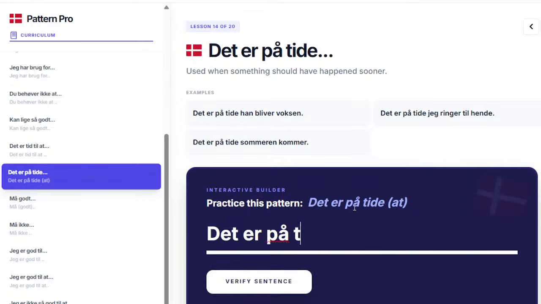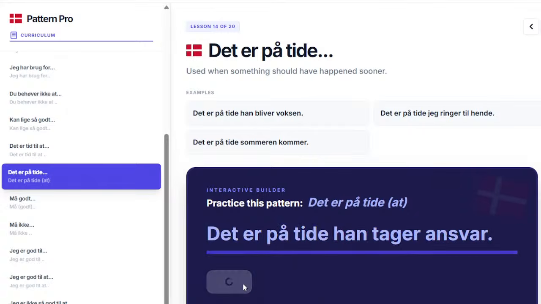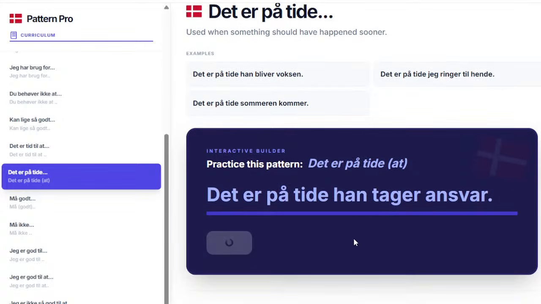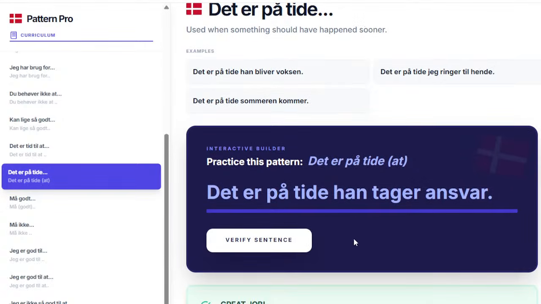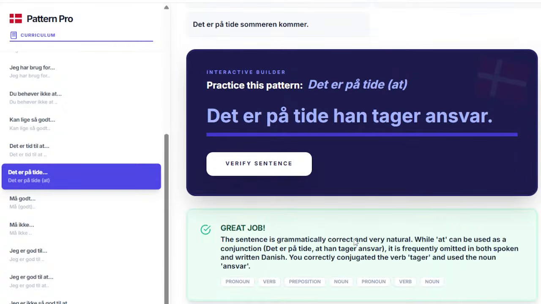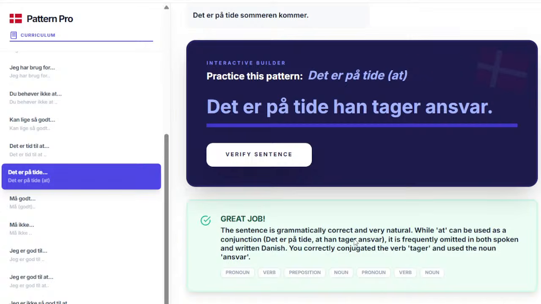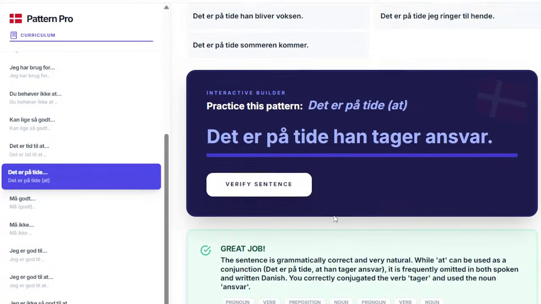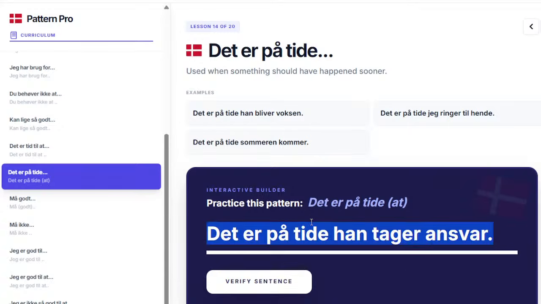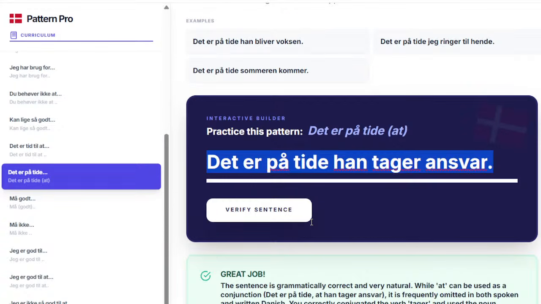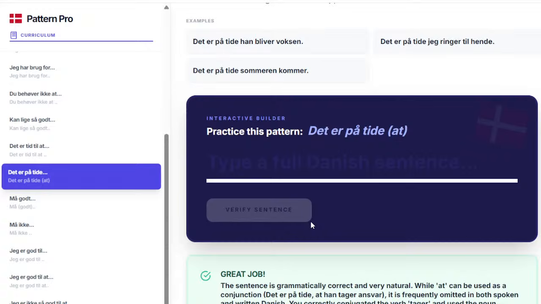Det er på tide. Han has to be something kind of boring. Det er på tide, han tager ansvar. Det er på tide, han tager ansvar. It's about time he takes responsibility, implying that he has never done it before. Det er på tide. So again, be aware of how it sounds, the connotation. Because if you say it all the time, it sounds like they are never doing it. And like, finally, for once. Right? So be a little bit careful if you use it too liberally.